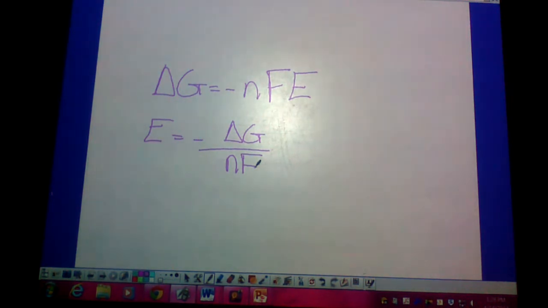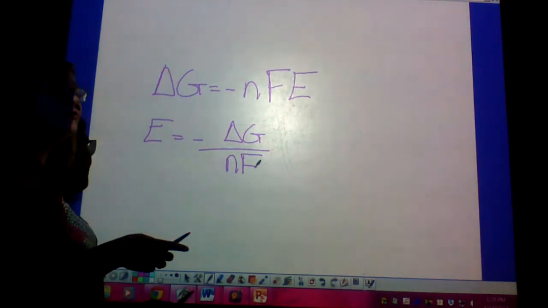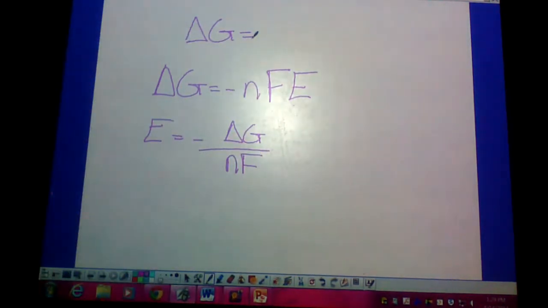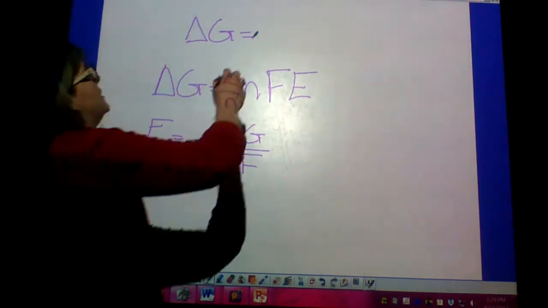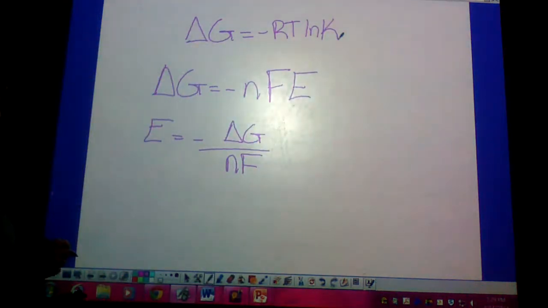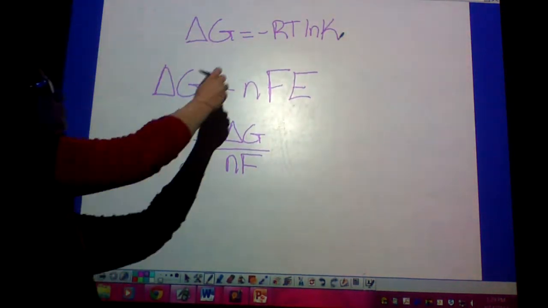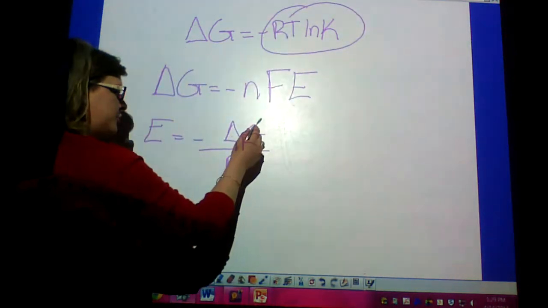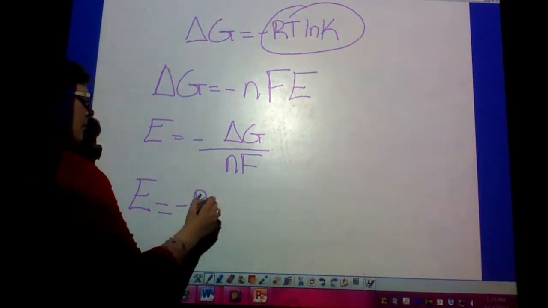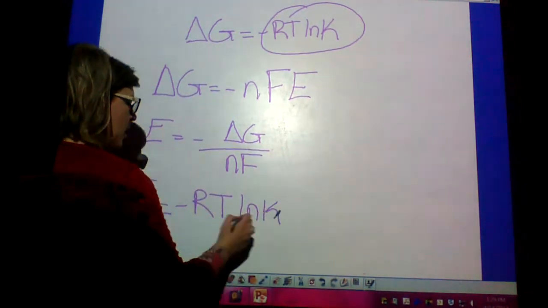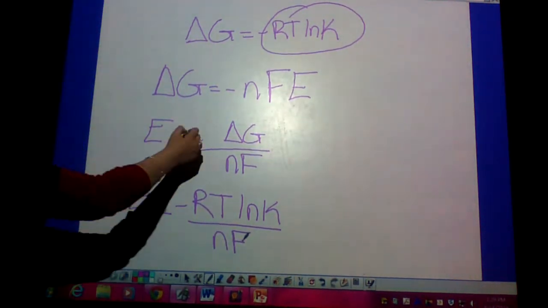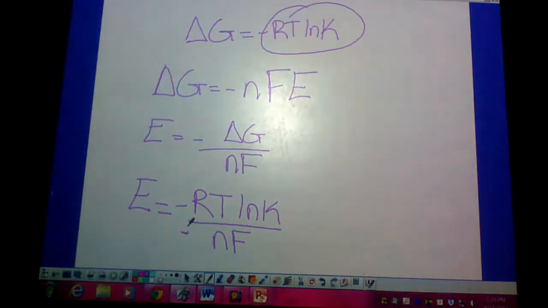Okay, well, I also know something that delta G is equal to from the previous chapter, and that is that delta G is equal to negative RT times ln K, the natural log of the equilibrium constant. So let's plug this in right here for delta G. So now I have E equals negative RT times the natural log of K over NF. Oh, but that one's negative too because of that negative up here.